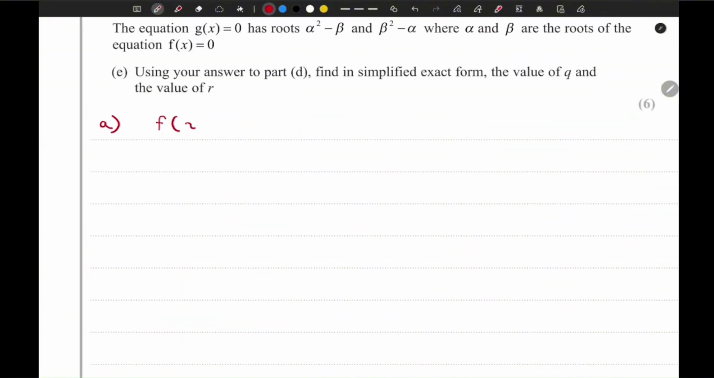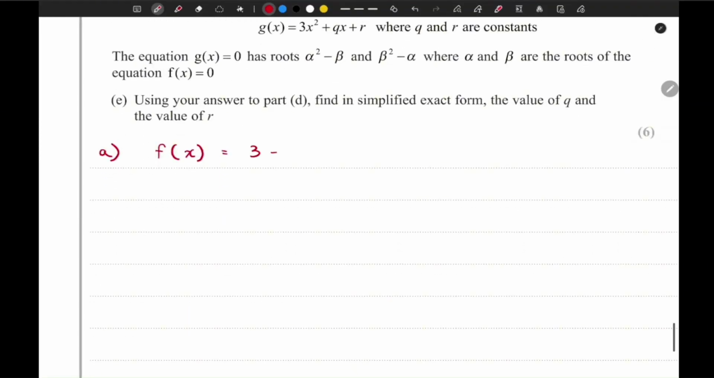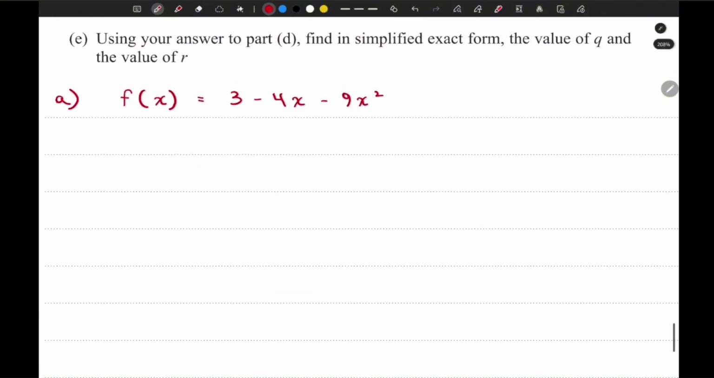So the equation of f(x) is 3 minus 4x minus 9x squared. We cannot directly apply the formula for the perfect square because the coefficient of x squared is not 1. So the first thing we need to do is take negative 9 as common. So we get x squared plus 4 divided by 9x. And if you want, you can also take negative 9 as common from this part, but this is not relevant. So you can keep this by the side.